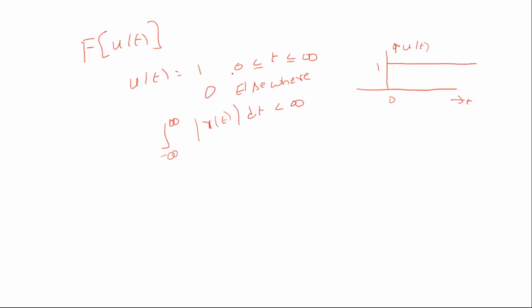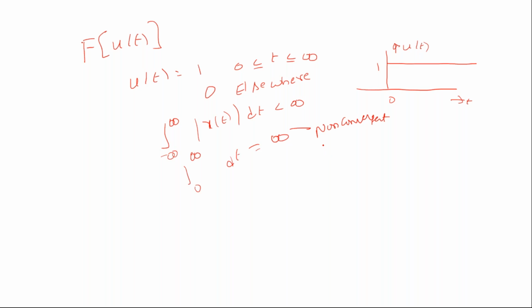But here the function exists from 0 to infinity with an amplitude of 1. So I can write integral 0 to infinity dt. Now what is the answer that I am going to get? Infinite. So that means the Fourier transform of the unit step function is directly, if you observe it, non-convergent.